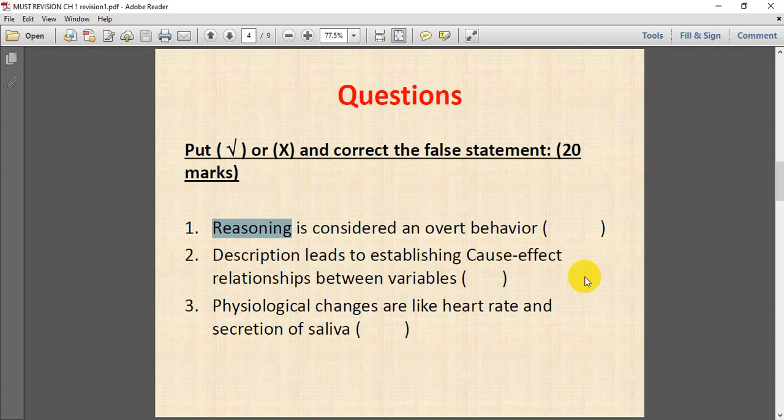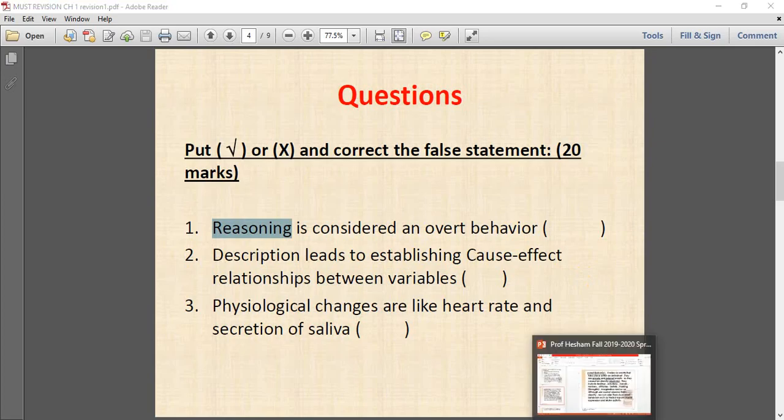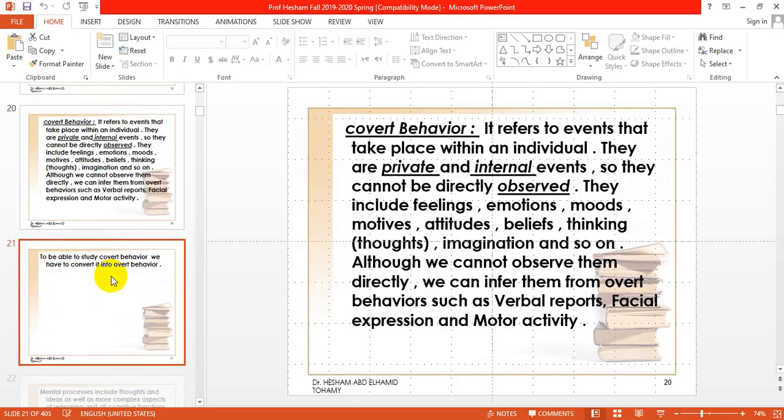Description leads to establishing cause-effect relationships between variables. Do you think in description we can answer the question of why and we can discover cause-effect relationship? No. Check the definition of description.